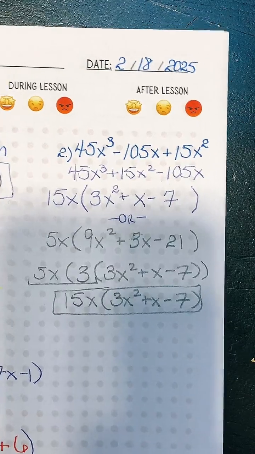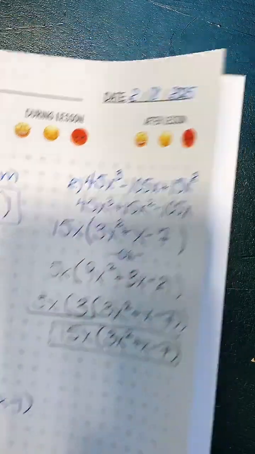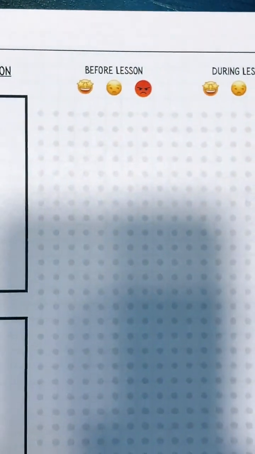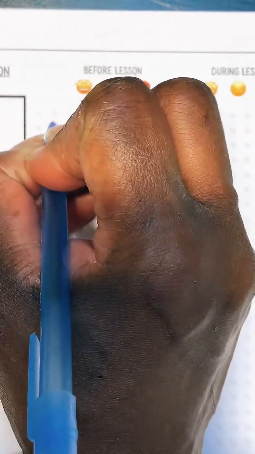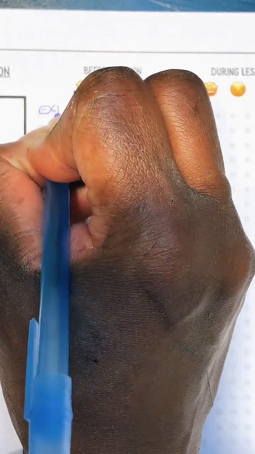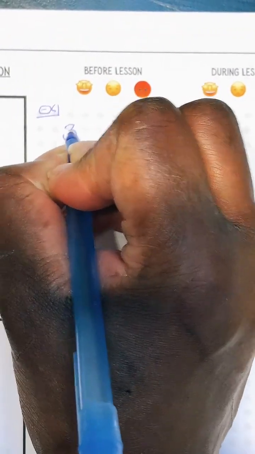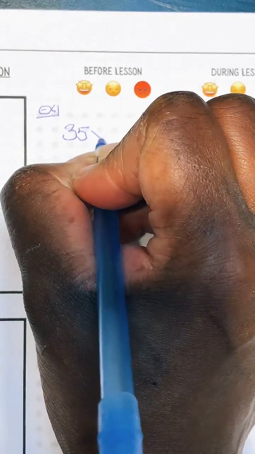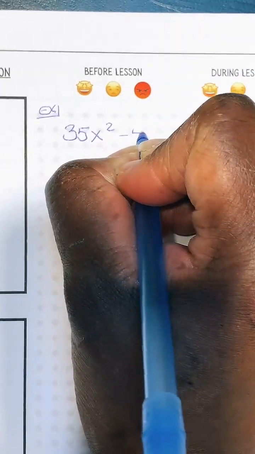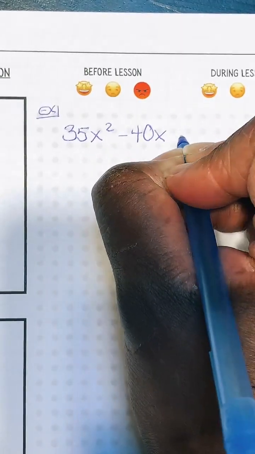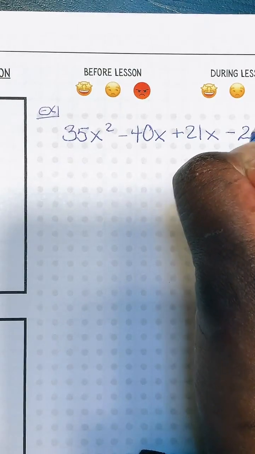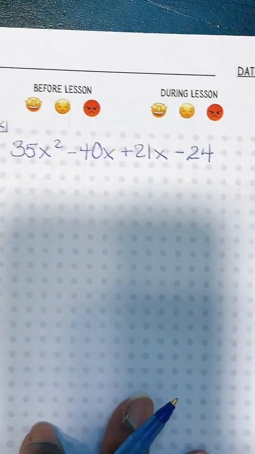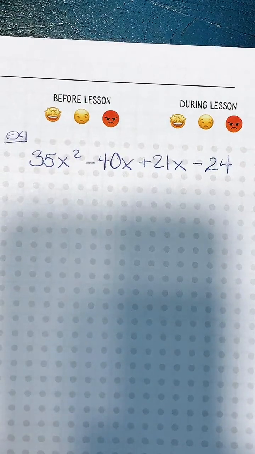Okay, thank you. All right, so let me go into another example of grouping. I'm almost out of pages, so I have to do it like this. So here we go. Example. So we have 35x squared minus 40x plus 21x minus 24. Okay, that should be right there.